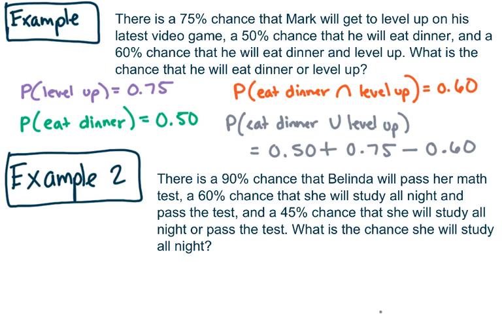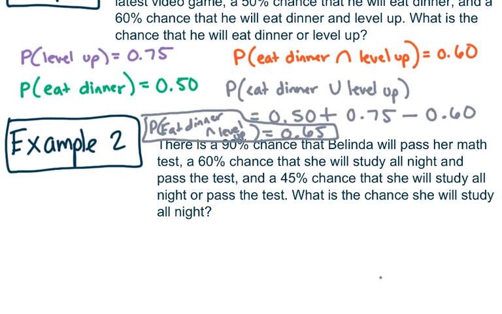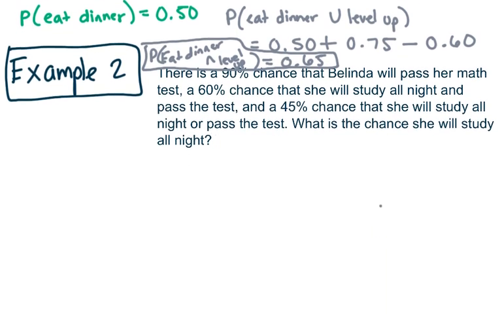So 0.5 plus 0.75. Okay, and when you add those together, you get 1.25, and then minus 0.60 gives 0.65. So the probability of him eating dinner or leveling up is 0.65 or 65%.